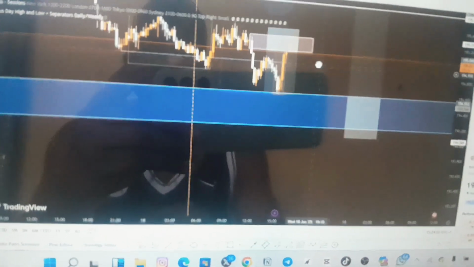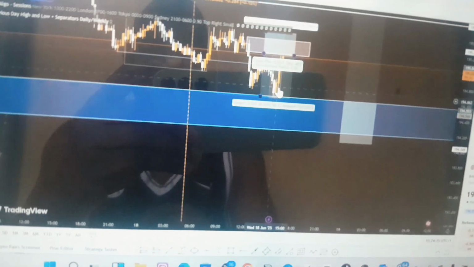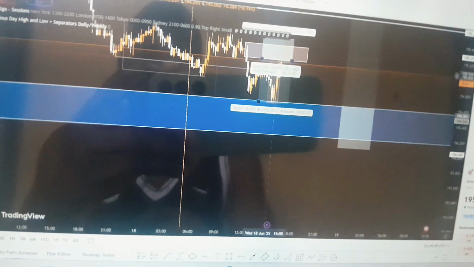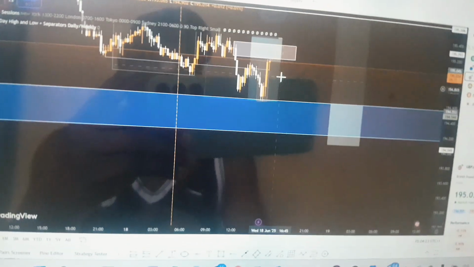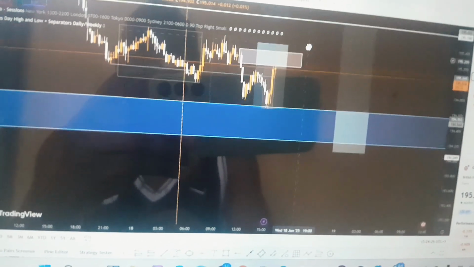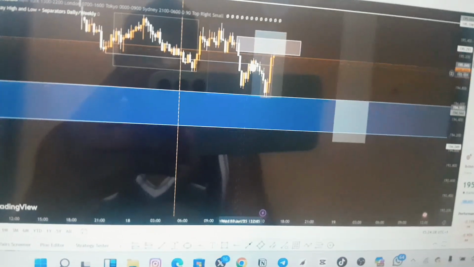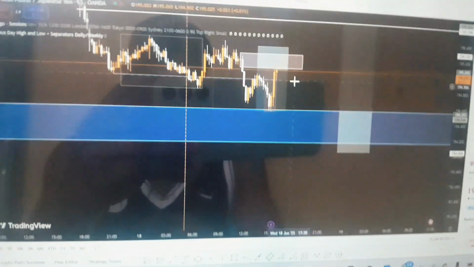So the only thing I had to do now is just to mark out my demand level here because it gave me everything I need. This is a sweep of liquidity, break of structure to the upside. That is market structure shift. So if this market comes back to this demand level, there is nothing holding me from taking a buy from here and targeting this high here. But now I can't take this trade for today.